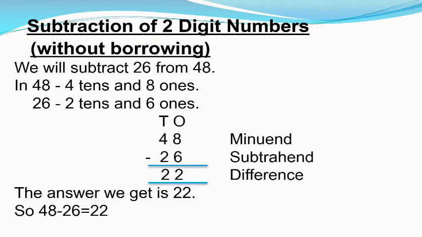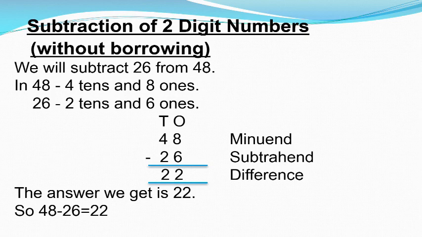Subtraction of two-digit numbers without borrowing. Let's solve this example. We have the numbers 48 and 26. In 48, 8 is at 1's place and 4 is at 10's place. In 26, 6 is at 1's place and 2 is at 10's place. We will subtract 1's column first.